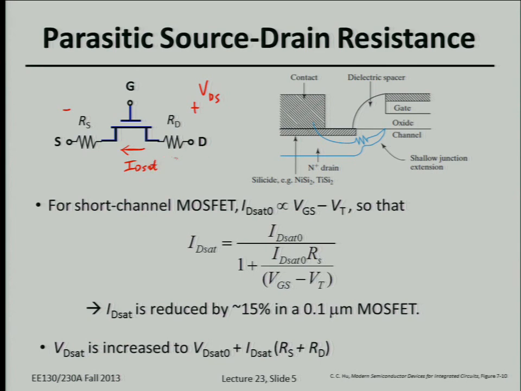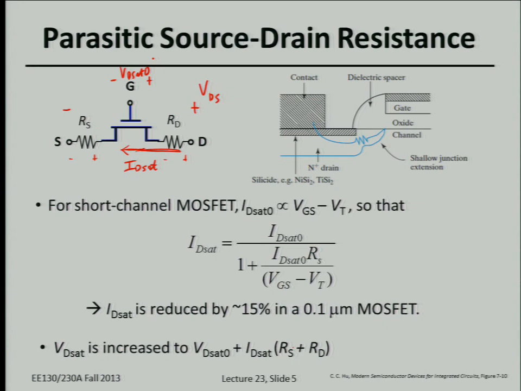But this ID sat, let's say in the saturation regime, flows through the source and drain regions as well. So the source and drain regions will have some voltage dropped across them, like this. So the actual voltage that appears across the channel, across the inversion layer in your device, is going to be VD sat, and on this slide we call it VD sat not. Actually, it's probably not on this slide.